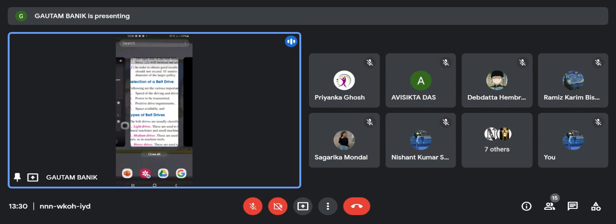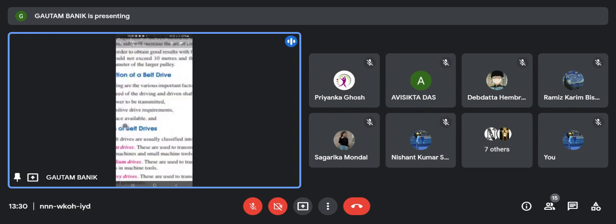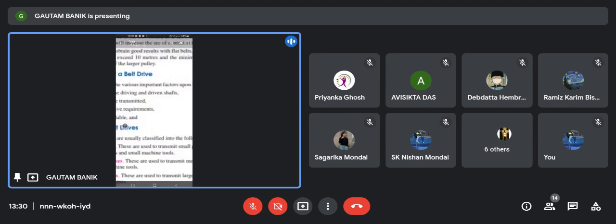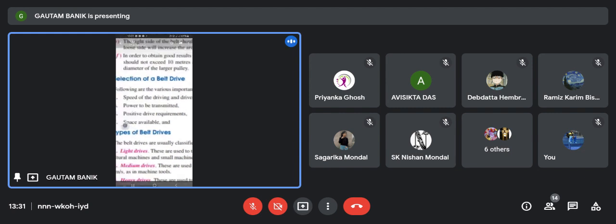Selection of a belt drive depends on the speed of the driving and driven pulleys. Driving means which one is driving, and driven means which one is moving. That one is also called the follower. In another word, it is called the follower. Both driver and driven, two pulleys are there. Then the power to be transmitted. How much power will be transmitted from one shaft to another shaft? Then you can mathematically calculate it.